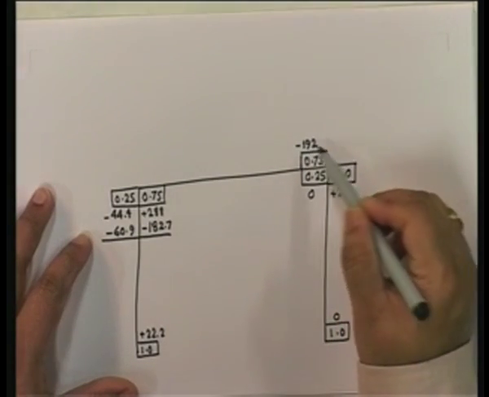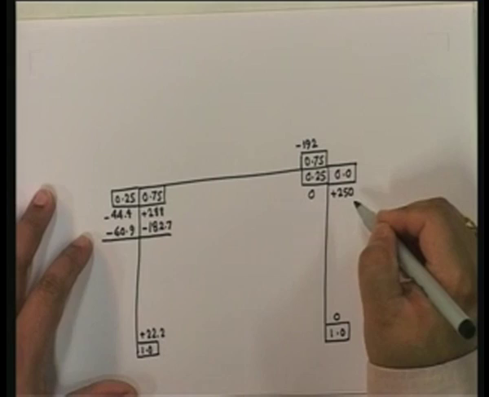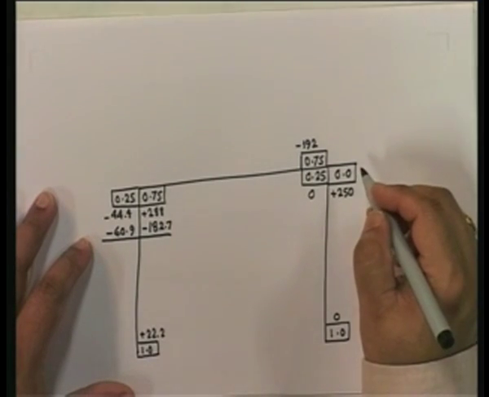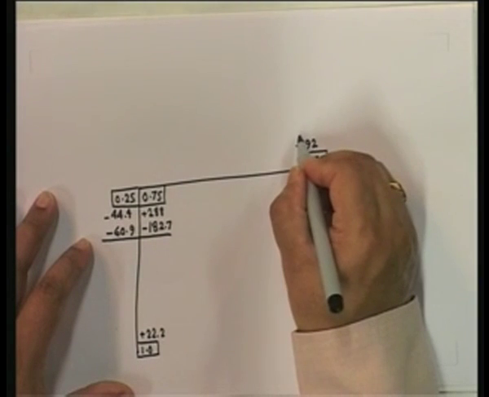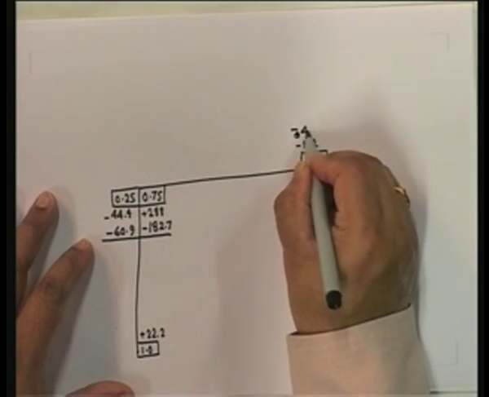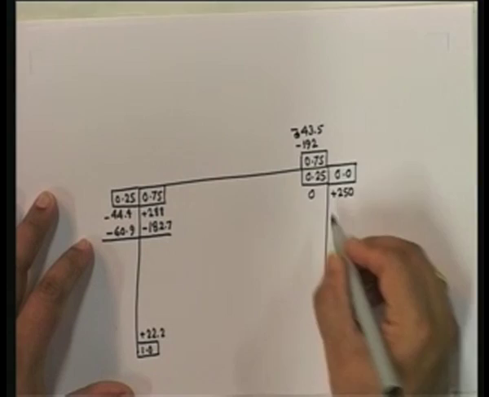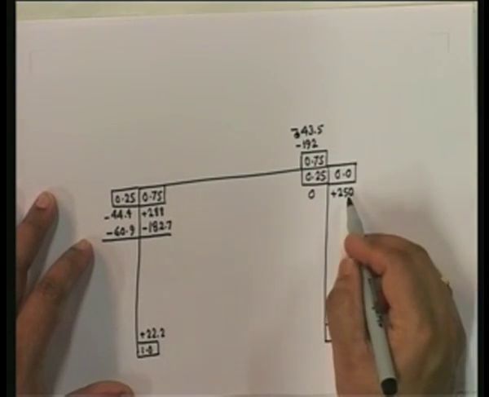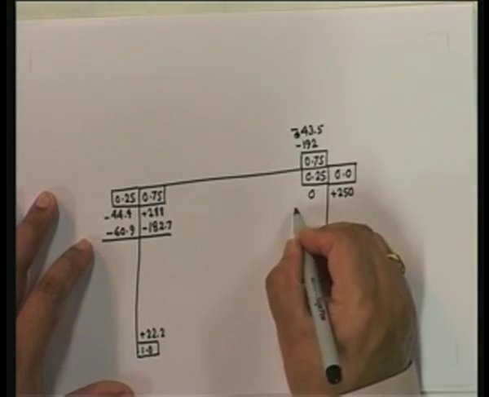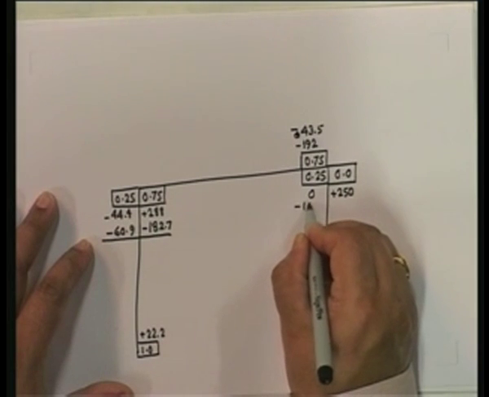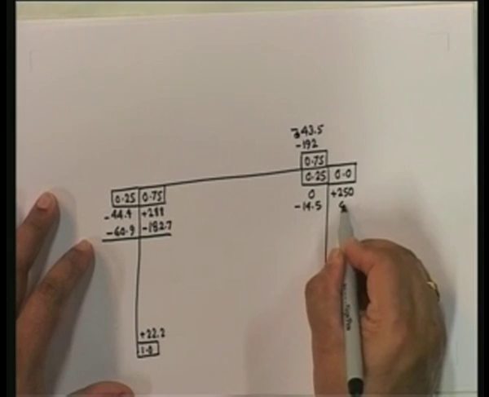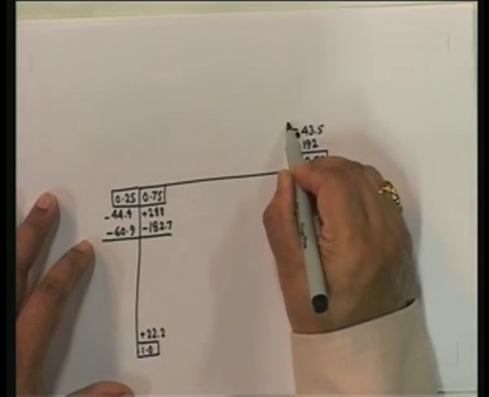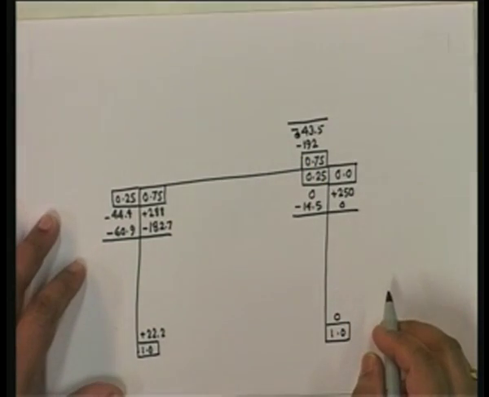Do the distribution over here. We get 250 minus 192. So that's going to be 58, and 58 has to be distributed. If we distribute 58 in 3 by 4, we get minus 43.5. This thing is plus 58, so minus 58 has to be distributed, and this is going to be minus 14.5. And this is 0. Distribution done.